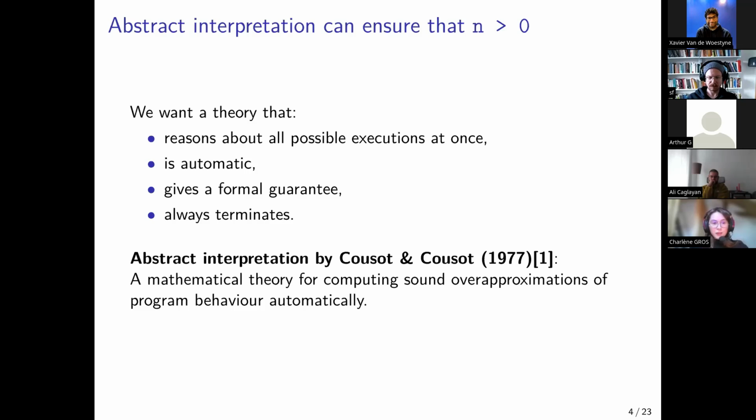It was introduced by Patrick and Radhia Cousot in 1977, and it is a mathematical theory for computing sound over-approximations of program behavior. And this theory is automatic. And we will see what this means precisely in a moment.